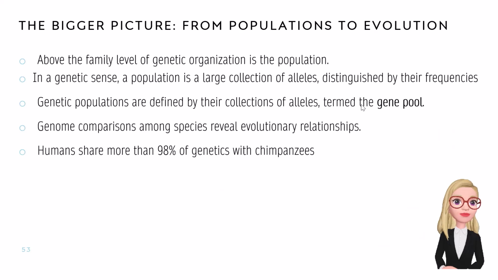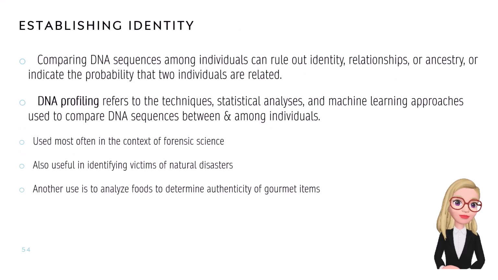So I have some basic, bigger picture comments down here. Again, we won't spend a lot of time on this, but feel free to look at this. We look at evolutionary relationships with DNA. You can see that humans share more than 98% of genetics with chimpanzees. We also look more at sequences between and among individuals by DNA profiling. We've talked a little more about this in the past.